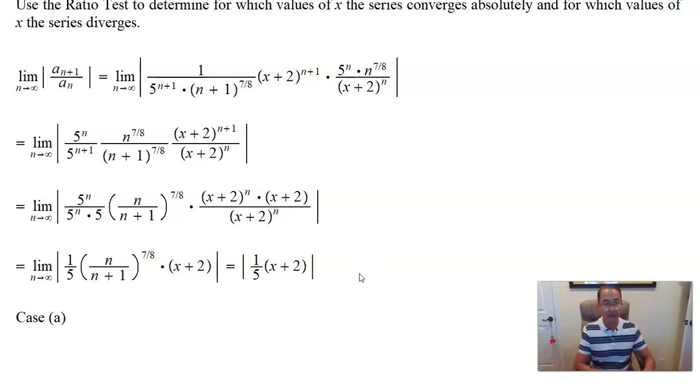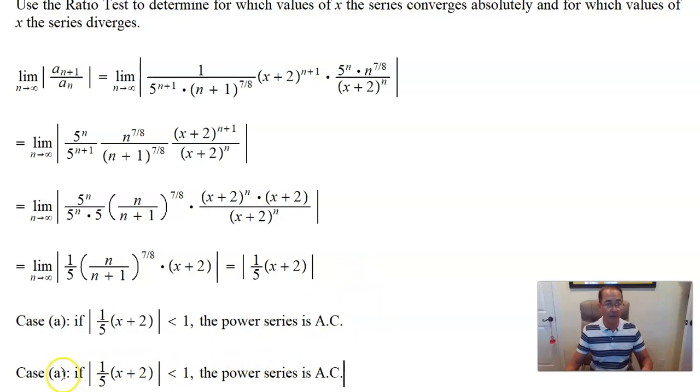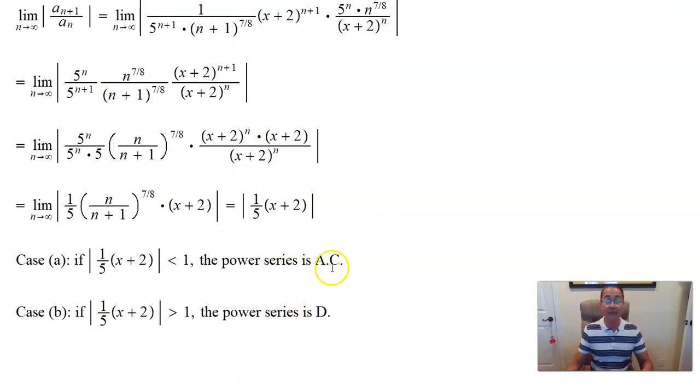So case A, if this limit is smaller than 1, the power series is absolutely convergent. Okay, what else do we know? Case B, if that ratio is bigger than 1, the power series is divergent. D, you get a D. So I hope you noticed that the really good series are A, they get a grade of A. Bad series get a grade of D. And maybe I should stop there.